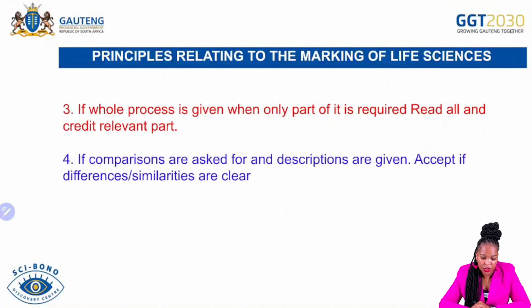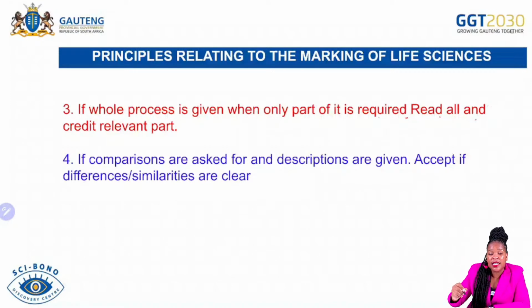Another thing that you need to look out for: if a whole process is given when only part of it is required, you read all and then you credit only the relevant part. This is similar to number 1, but here we are going to look for the one that we want, and you are not going to get credit for all the work and the time you've wasted writing all other points if you were only asked about 2 points in that particular process. Train yourself to read questions and answer the relevant things that were asked for.